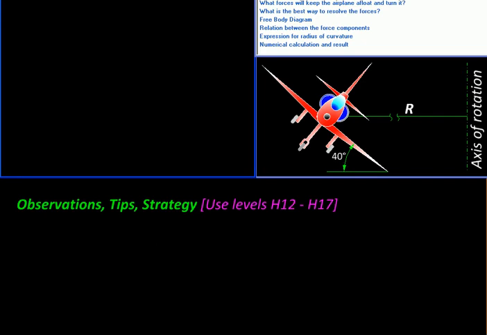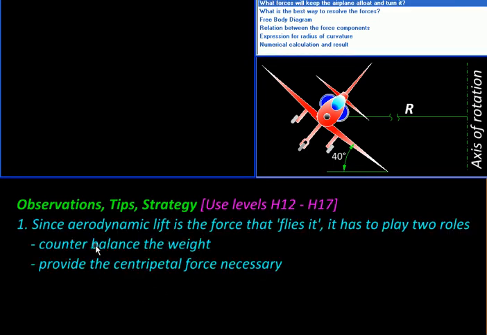Let us now think through this problem and come up with a strategy for solving it. So first we think of what are the forces that fly the plane, and by that I mean the forces that keep it afloat and help it take a turn. See, there are only two forces. One is gravity, and that is bent on bringing the plane down, so that can't keep it afloat. That leaves us only with the lift. So that must be the force that flies the plane, so counterbalances its weight and also provides the centripetal force necessary for taking a turn.